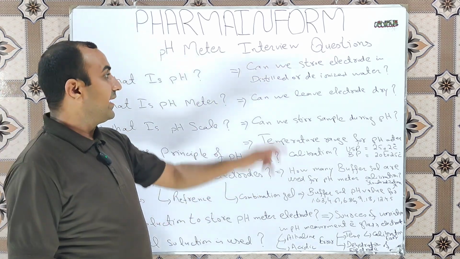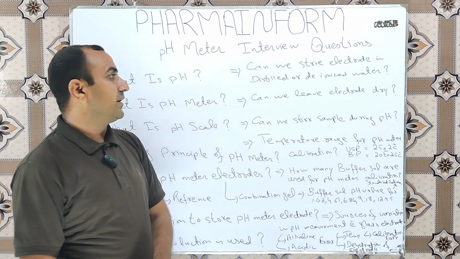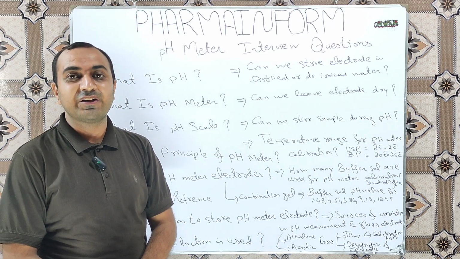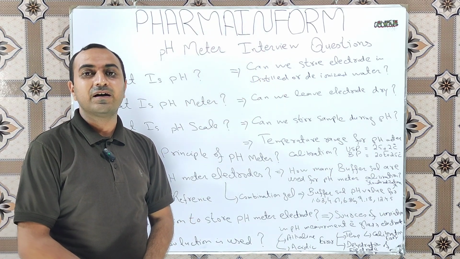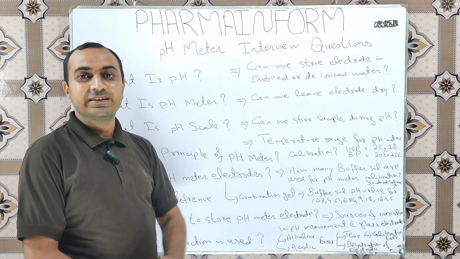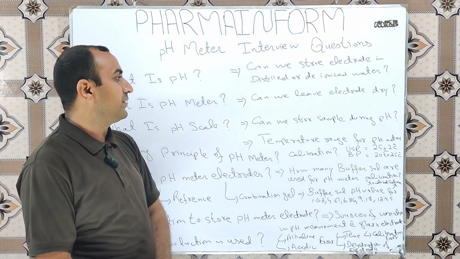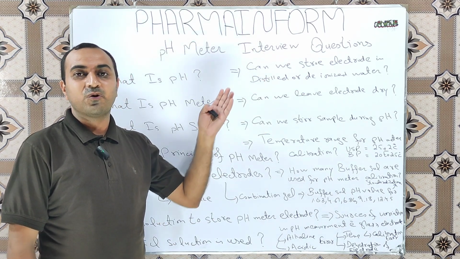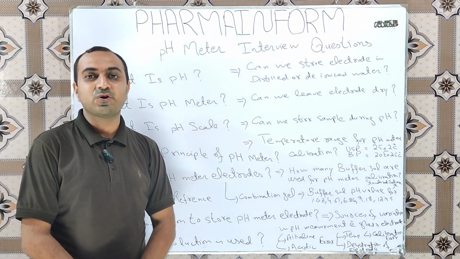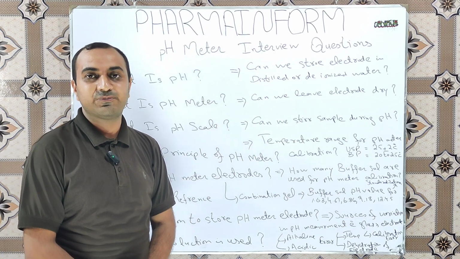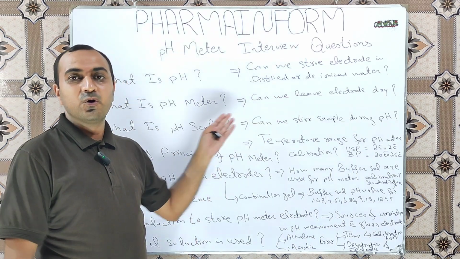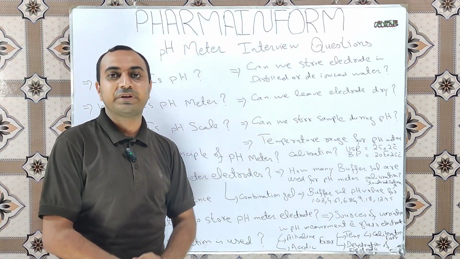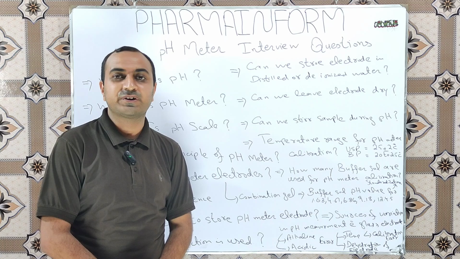The next question is, can we store the electrode in distilled or deionized water? The answer is no, we cannot store the electrode of pH meter in distilled or deionized water. What is the reason? Because it will result in leaching of ions from the glass bulb. Next question is, can we leave the electrode dry? No, we should always keep the electrode in a moist condition.